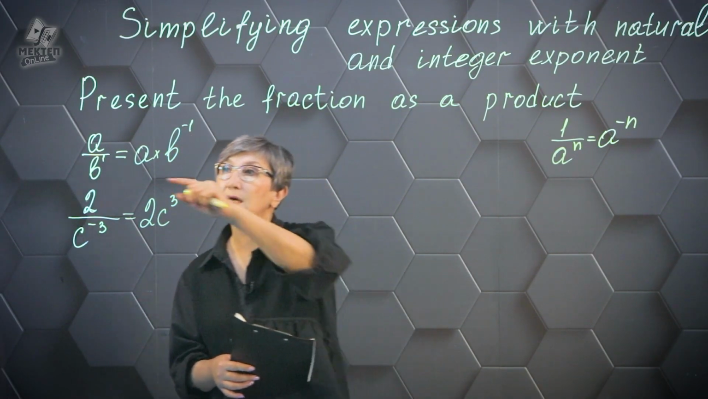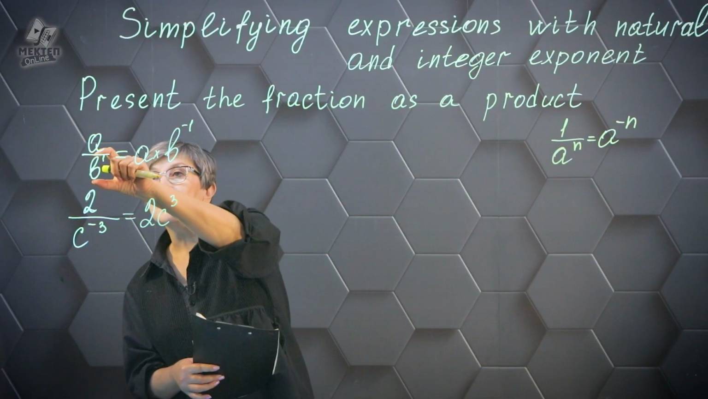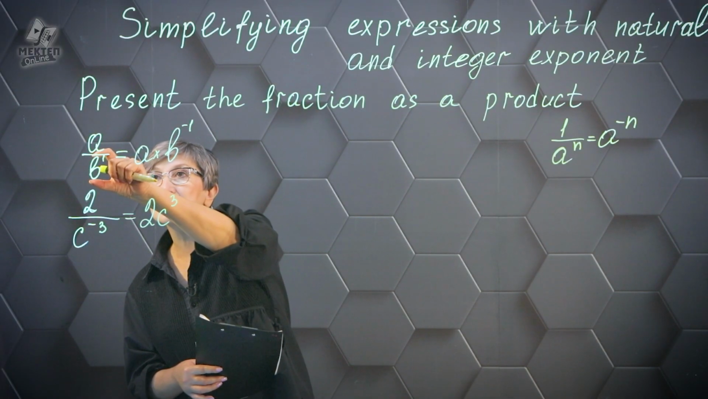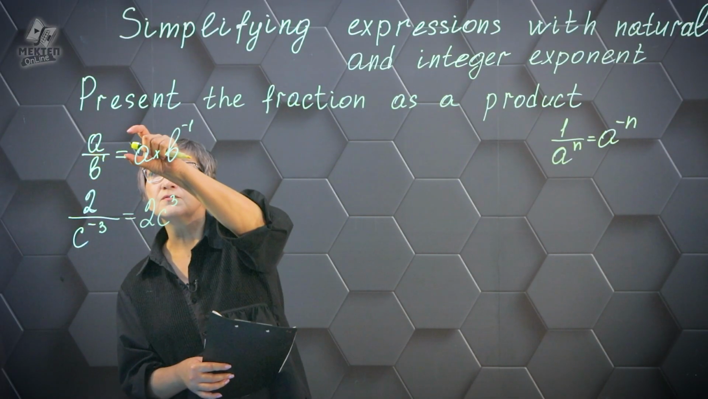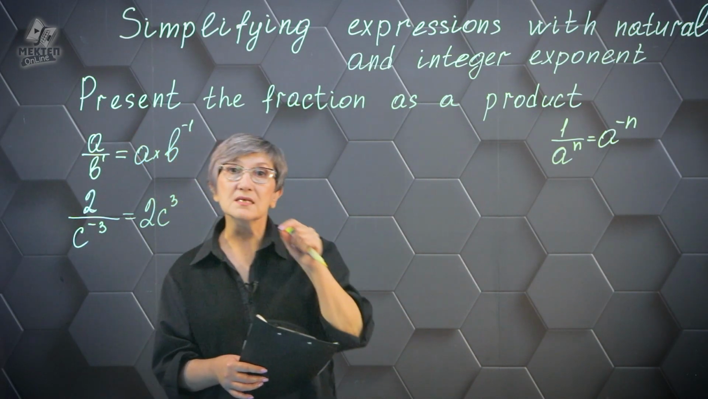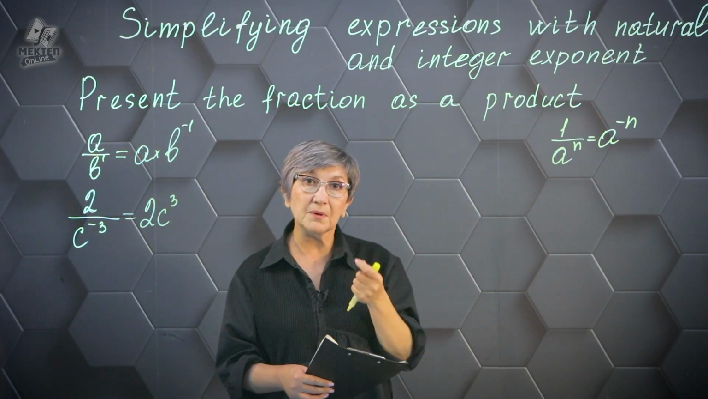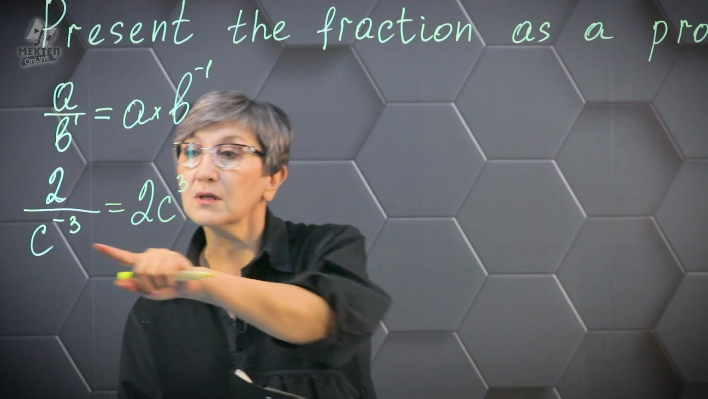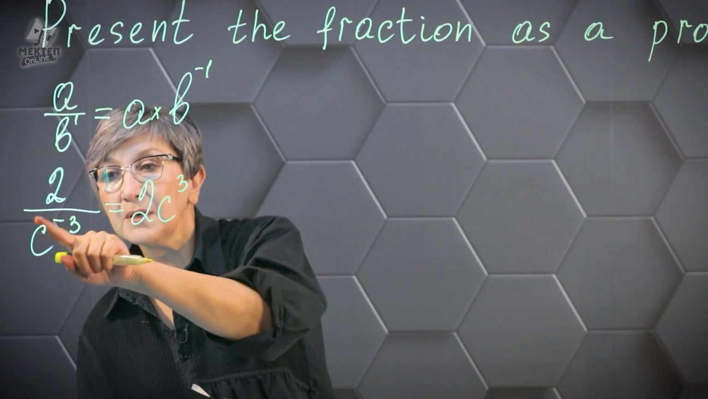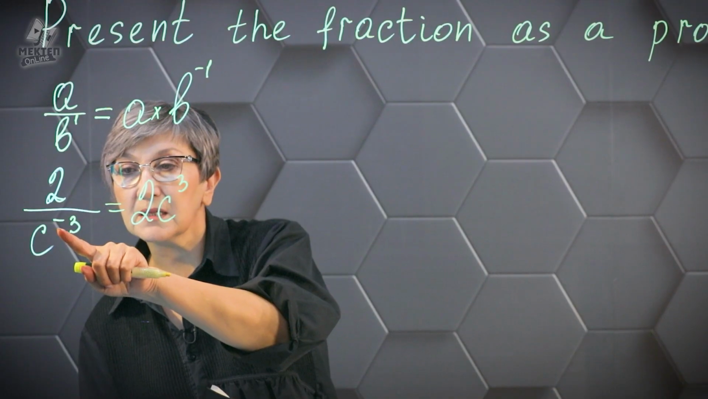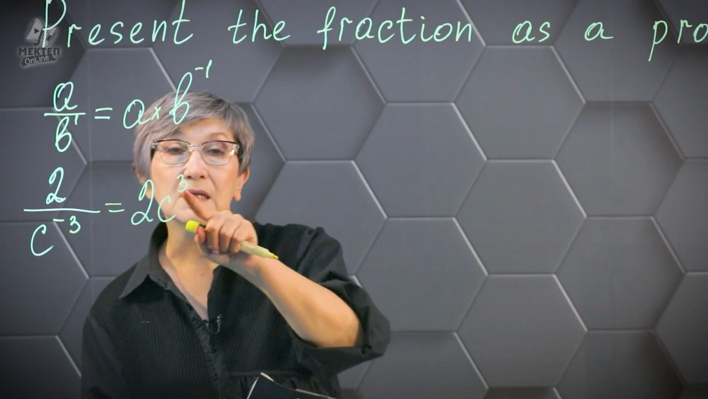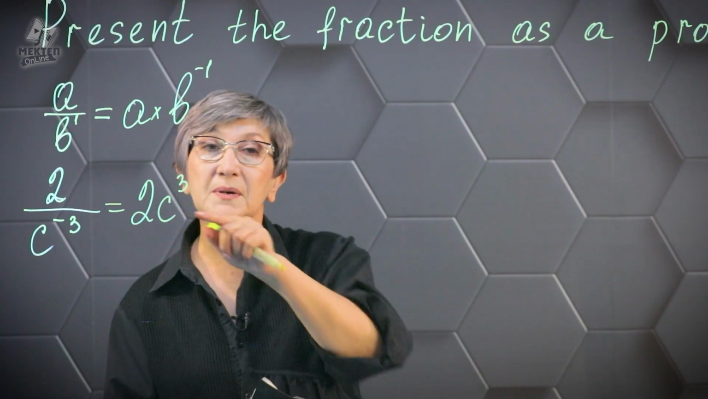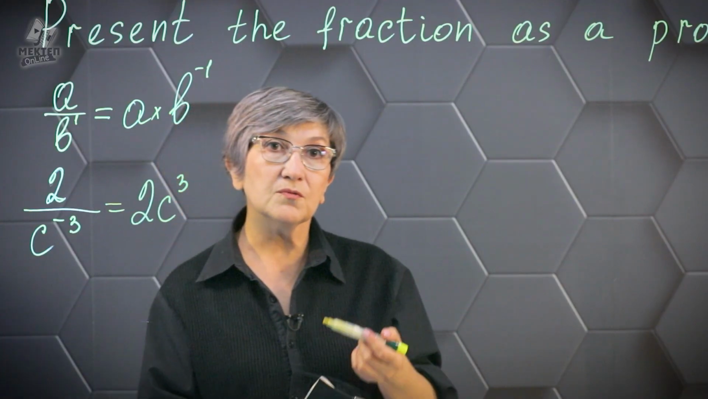You've probably already noticed that when we move a variable or an expression from the denominator to the numerator, the exponent changes to the opposite with the opposite sign. Or, conversely, if we move a variable with a negative exponent into the numerator, then the sign of the exponent changes. Why into the numerator? Well, the thing is, in the denominator it remains as 1.